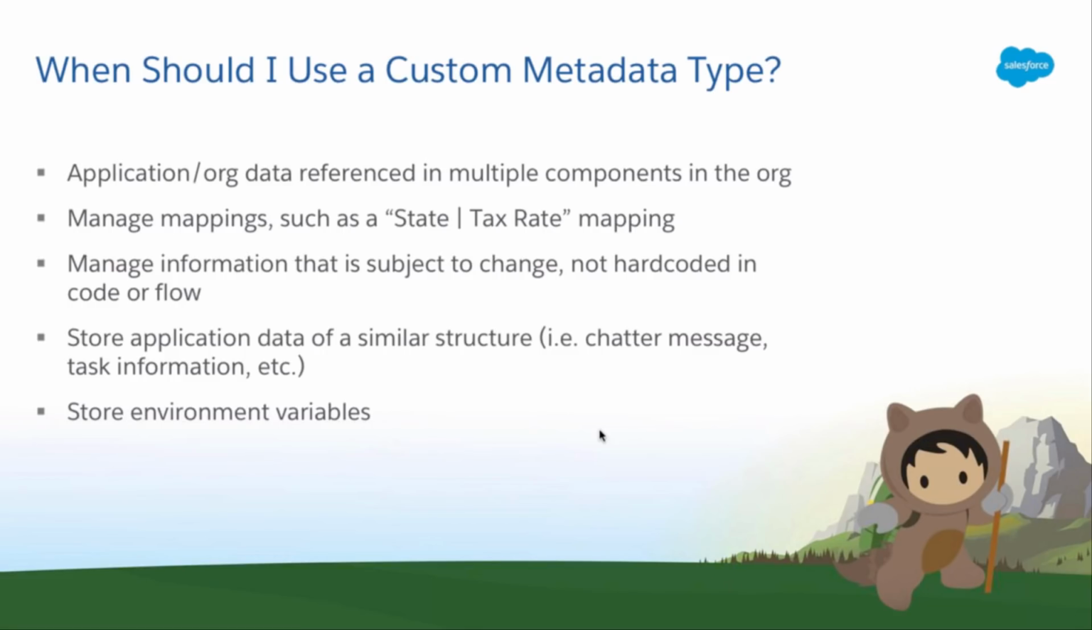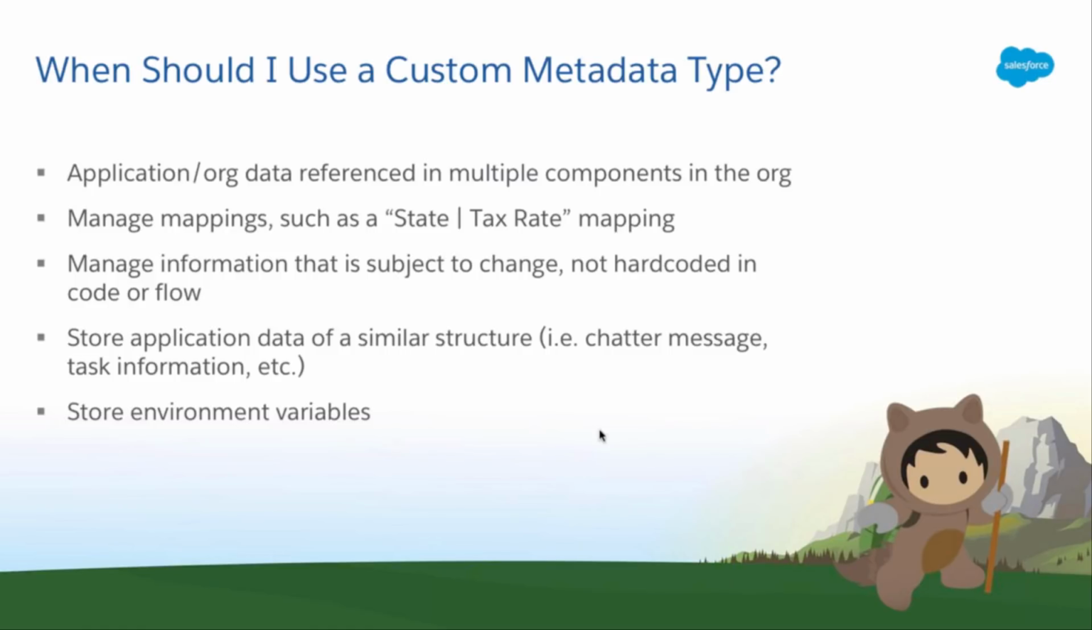So when should you use it? Again, if you're referencing application or org data in multiple components in your org, so you might have something that you're pulling from code as well as flow, you want to manage it in one location and not have to repeat it in all the places. If you're managing mapping, such as a state to a tax rate mapping, or you're managing information that's subject to change, you don't want to hard code that information in code or flow, because if you need to change it, then you're making changes in a new version of your code or flow.